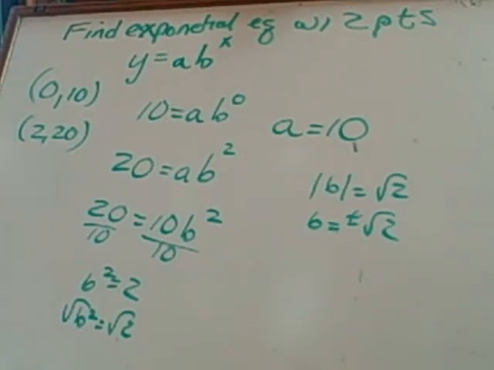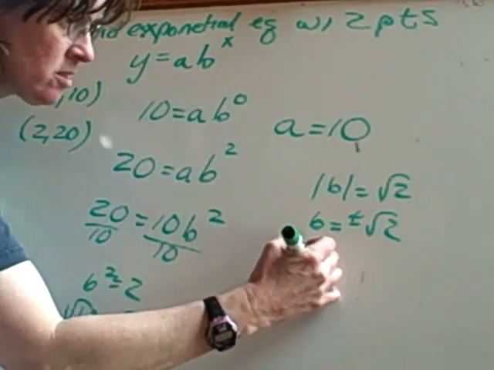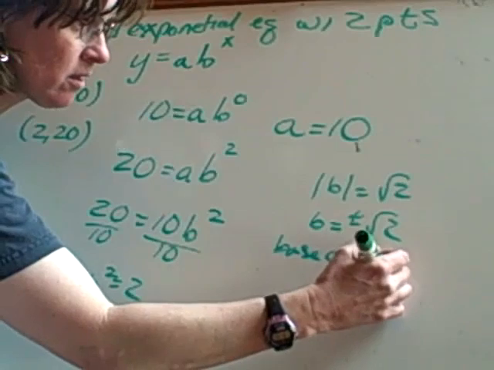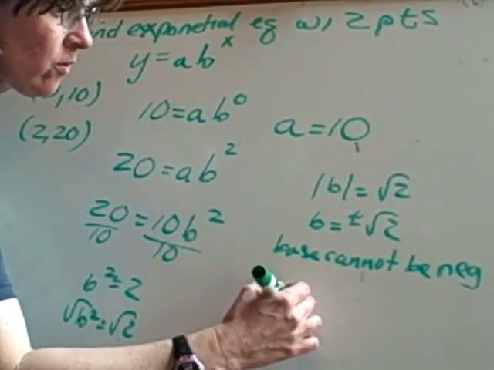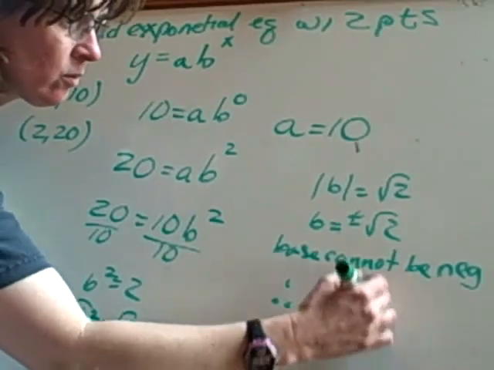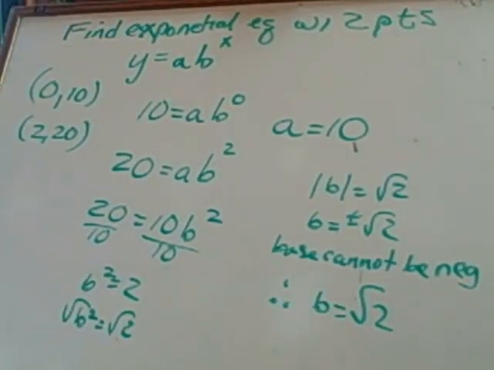However, base cannot be negative. Therefore, b equals square root of 2. So you were right. Yes, it does equal the square root of 2, but I can't just jump to that. All right, so what does our final equation look like?